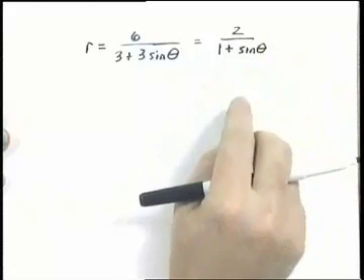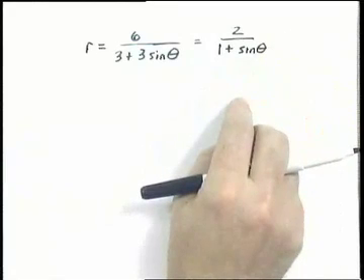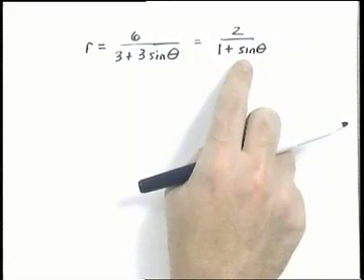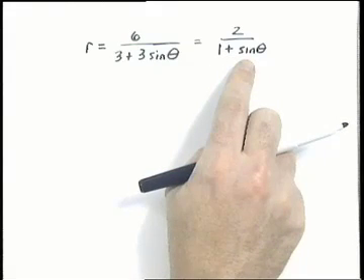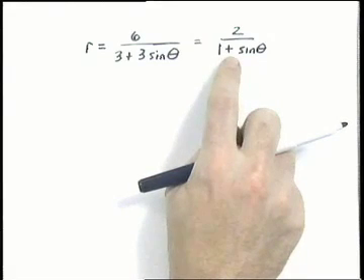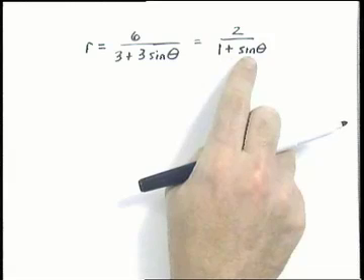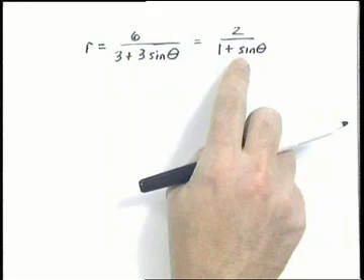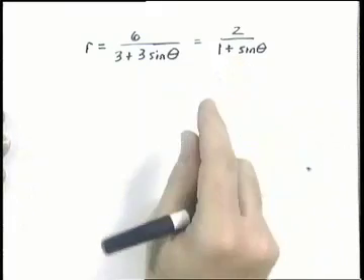sine of theta. So what we should notice is that the polar equation has a sine in it, which means the directrix is going to be parallel to the polar axis, and because it's plus sine of theta, the directrix is going to be p units above the pole. What we need to do first is identify the values of e and p so that we can identify the type of conic that we have.